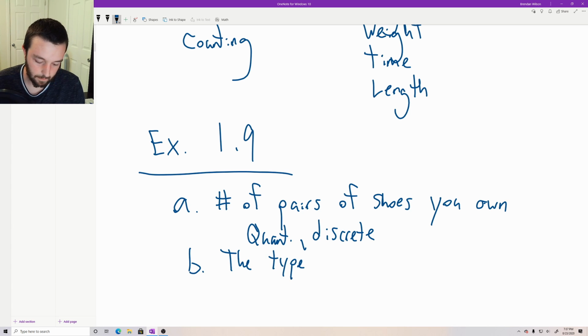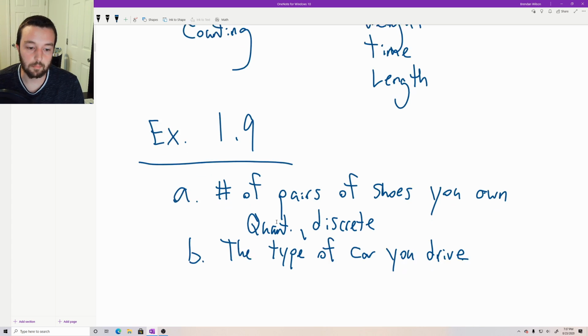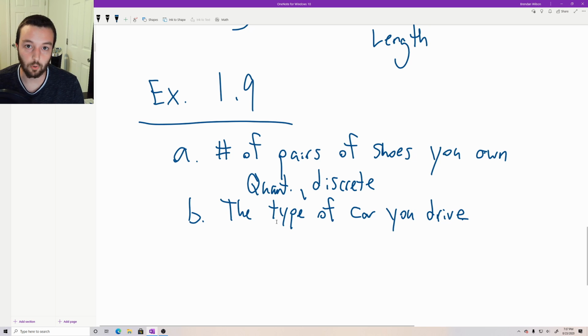Okay, B. The type of car you drive. Okay. So quantitative or qualitative? Well, we could just look at our data here, right? So type of car you drive, it's going to be like a Focus, an Escape, a Civic, a Corolla. They're not numbers, right? We're listing words. So that's a good hint that this is going to be qualitative.